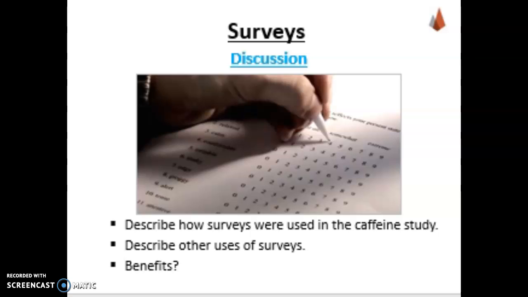What are benefits of surveys? They're cost effective. They're very, very cheap, and can even be free to administer, especially when you're able to administer them via email or social media. You have the ability to generate large amounts of data.